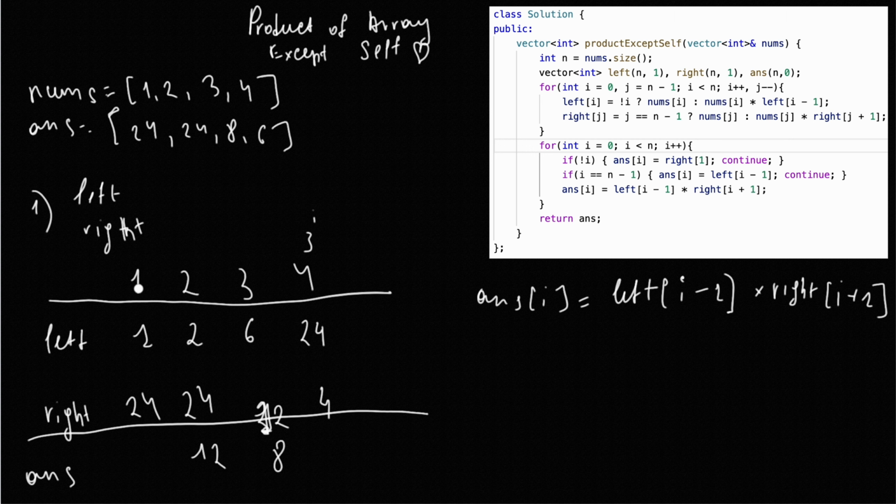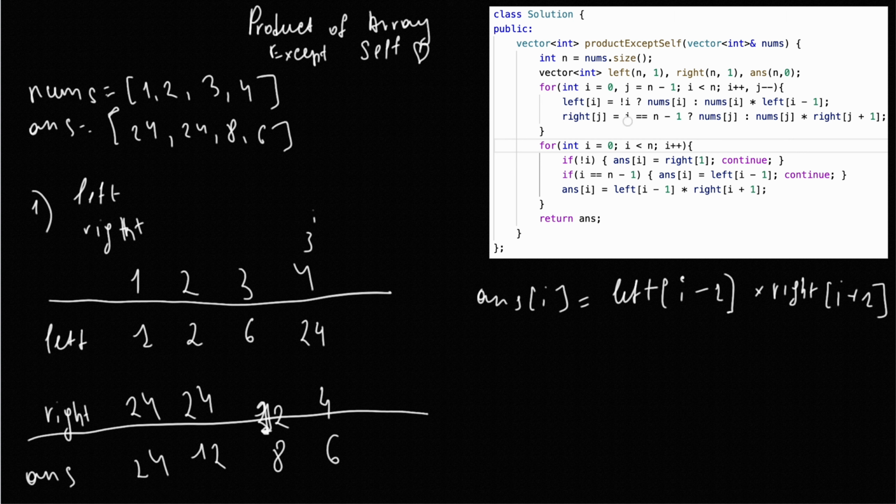And here we can see two kinds of edge cases where we cannot go to the left or right. For the first element of our answer we cannot go to the left in our left array, so it will basically be just right i plus 1. So we just take right 1, the second element from right, which will be our answer, so it will be 24. And for the last element, we cannot go to the right, so it will be just left i minus 1, so it's 6.